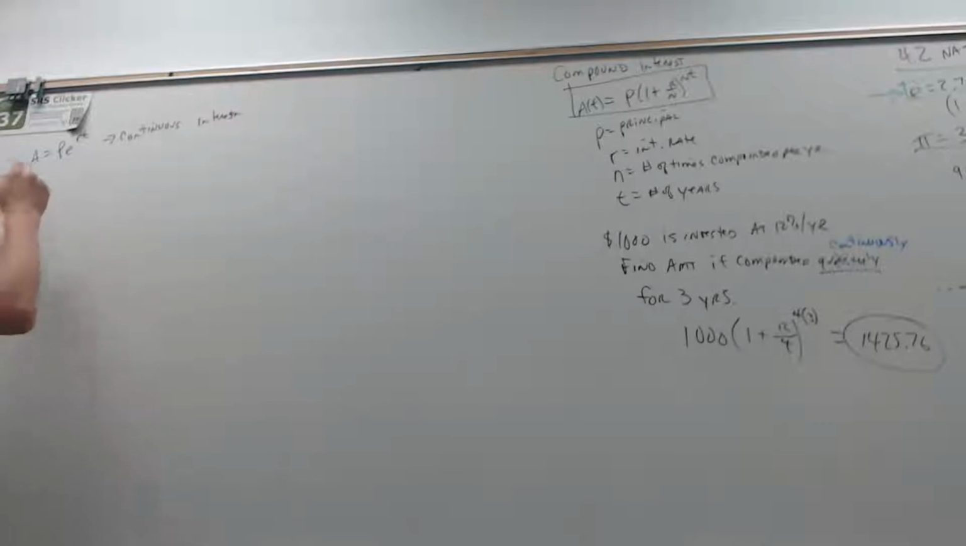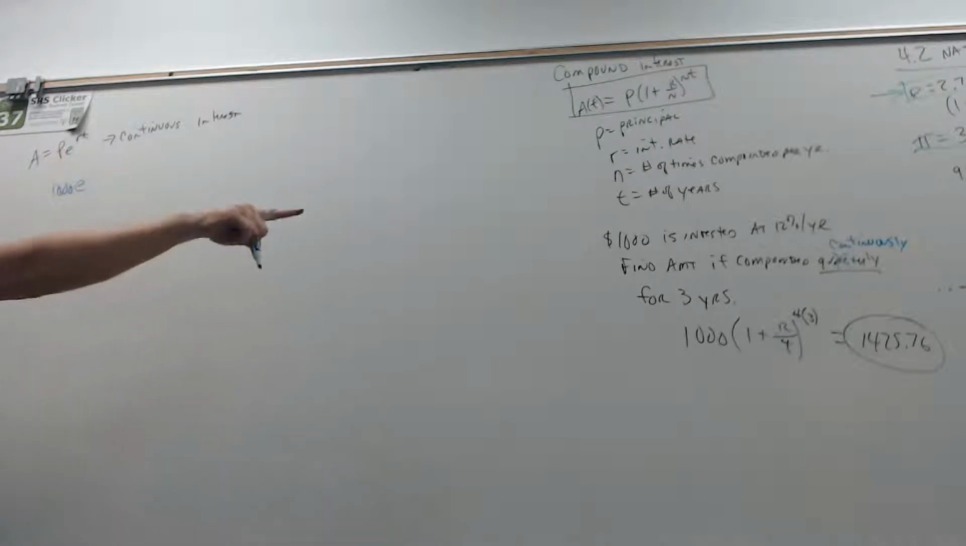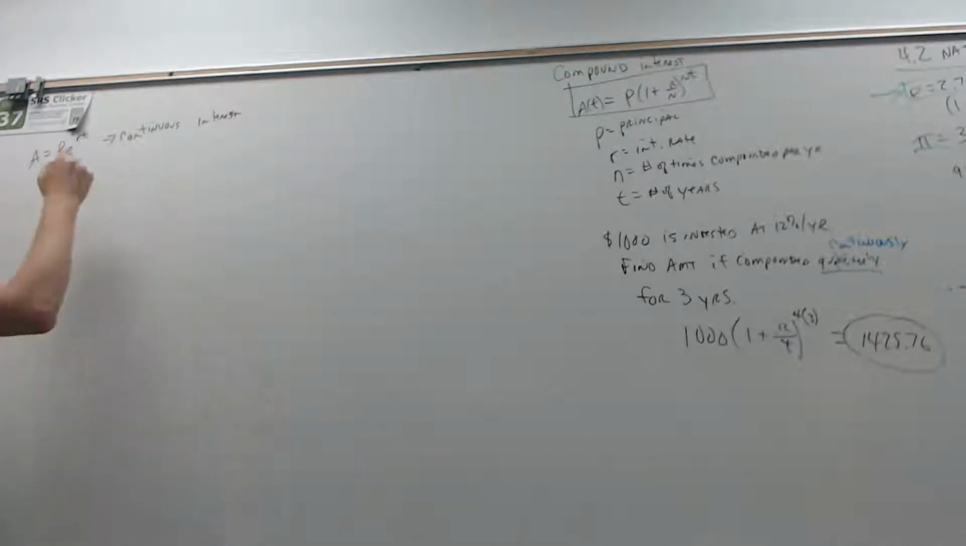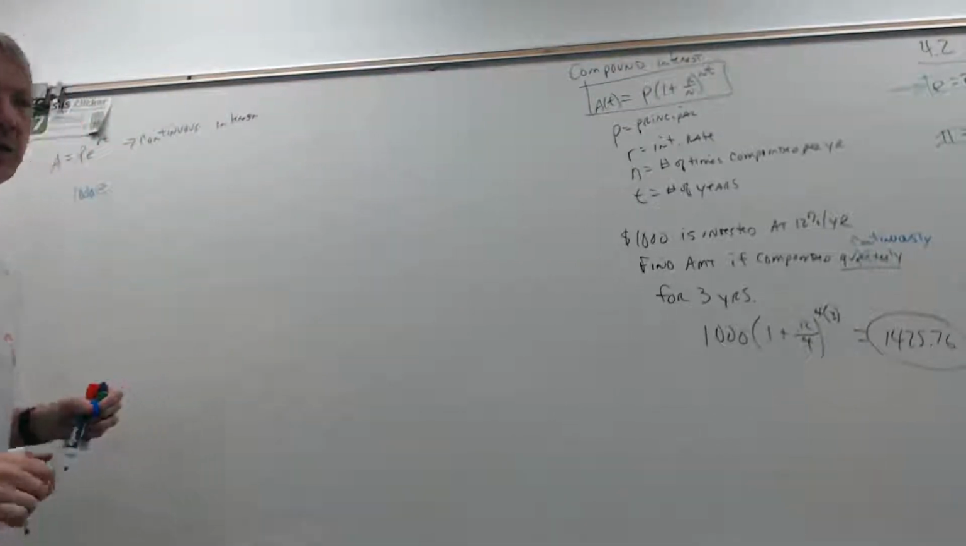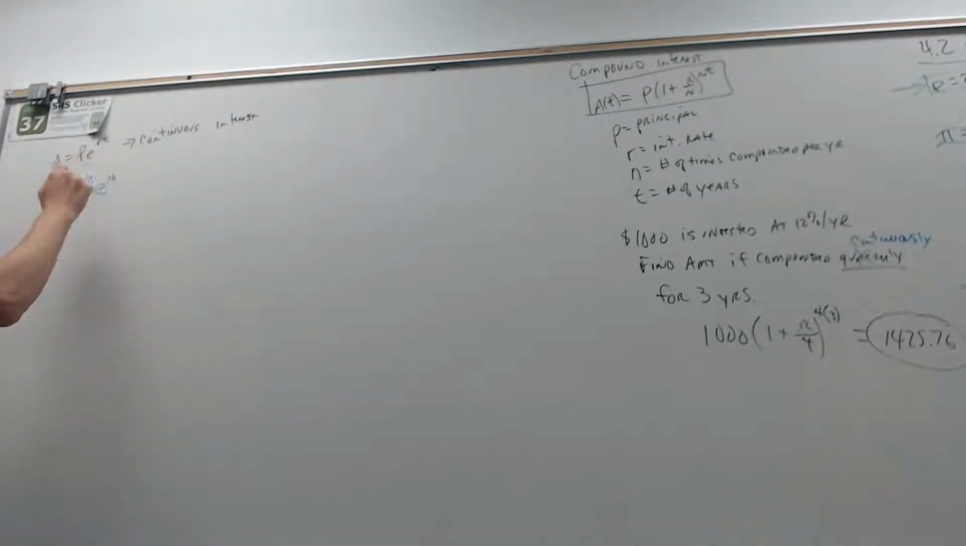Okay, go ahead. 1,000 times e to the power of the rate. What was the rate? 12%, or 0.12. I thought it was 0.12 times rate. How many years? 3 years. Okay. If we plug that in, I don't know the answer.